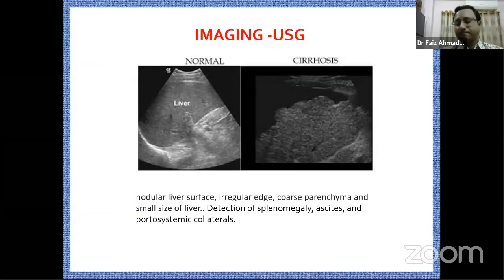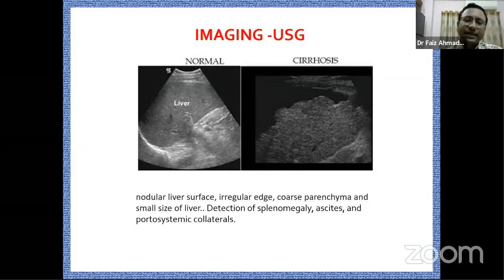Imaging is a very important diagnostic tool for cirrhosis of liver. Ultrasonogram is a very cheap investigation and is easily available everywhere. So ultrasonogram can give an idea about cirrhosis. So what are the ultrasound findings in a patient with cirrhosis? Here you can see the homogeneous parenchyma in a healthy person. But in case of cirrhosis, you can see that the margin is irregular or nodular. The parenchyma is nodular, coarse, and also we can see different hypoechoic nodules.